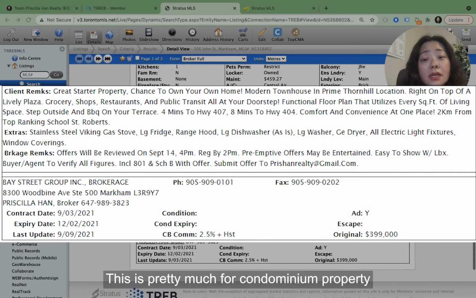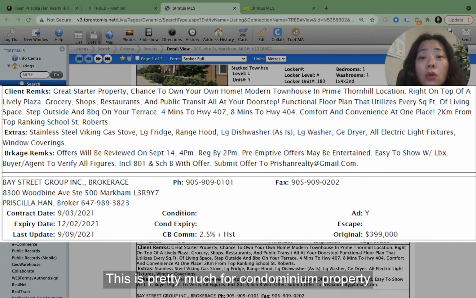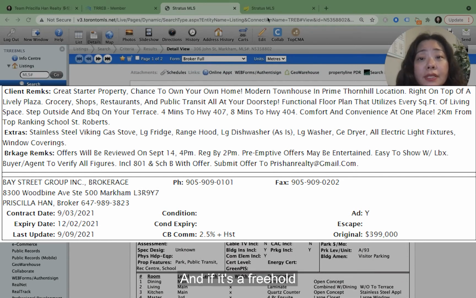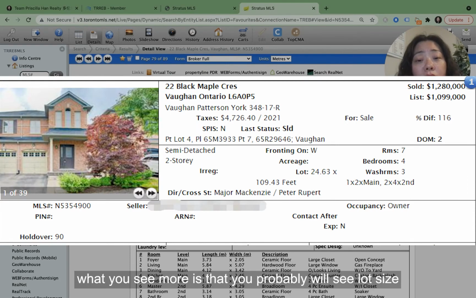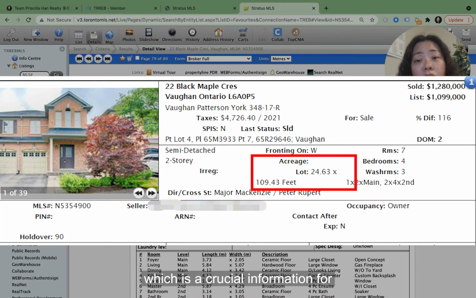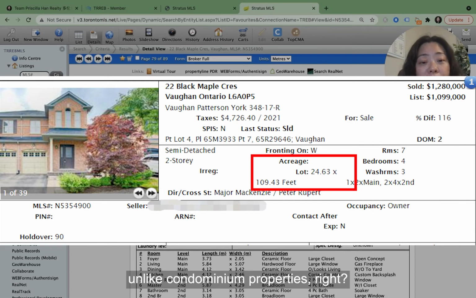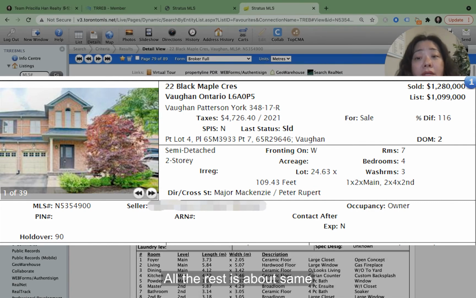So yeah, this is pretty much for condominium property. And if it's freehold, what you'll see more is the lot size, which is crucial information for freehold property because you do own the land, unlike condominium properties, right? So all the rest is about the same.